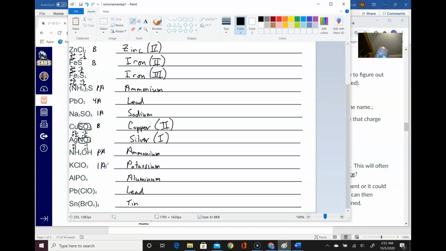Potassium is in column 1A, so it's not a transition metal. Aluminum is in column 3A, so it's not a transition metal. Lead is in column 4A, so it's not a transition metal. Tin is in column 4A, so it's also not a transition metal. Okay, so this is the way that we add the Roman numeral in if it's a transition metal.